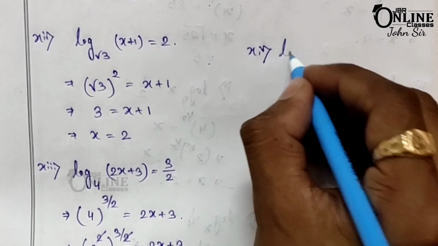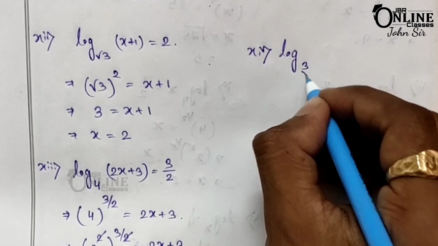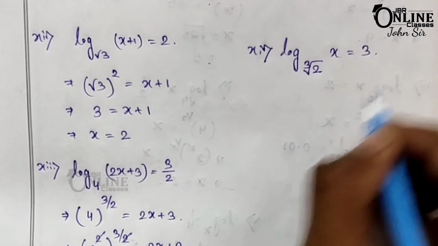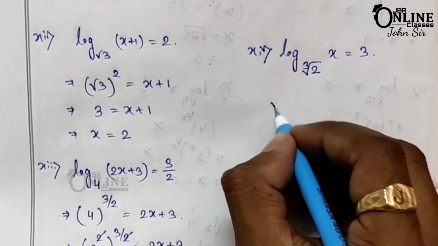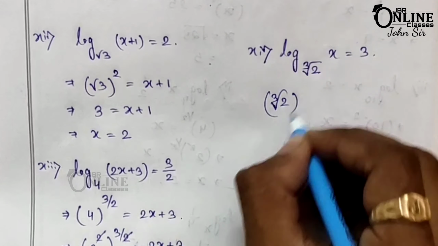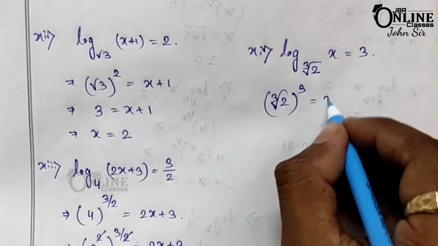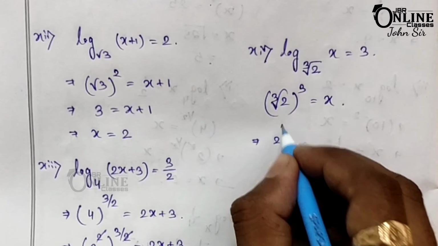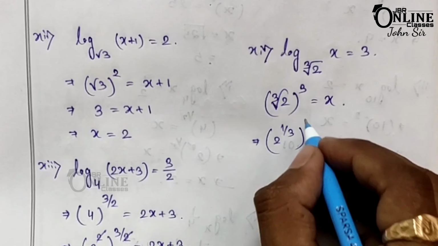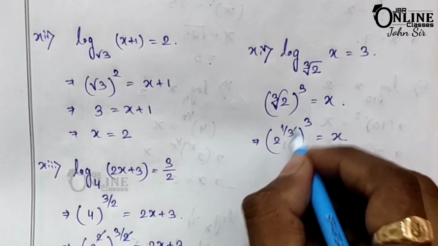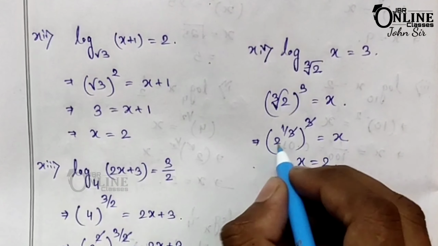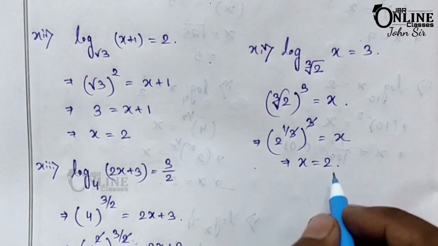Now 14, log base cube root 2 of x equals 3. So here cube root 2 whole to the power cube equals x. Now cube root 2 means 2 to the power 1 by 3, and to the power also 3, equals x. So the 3s cancel out, that means here x equals 2 to the power 1, that means 2.